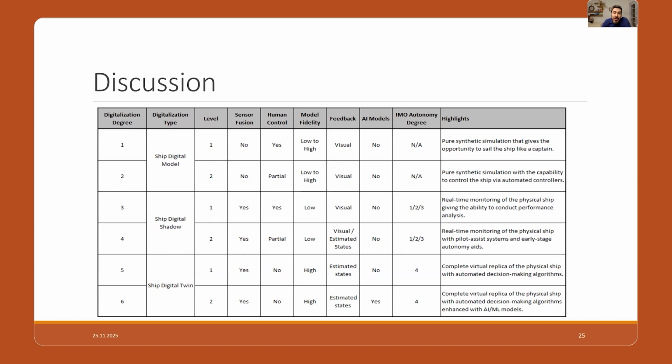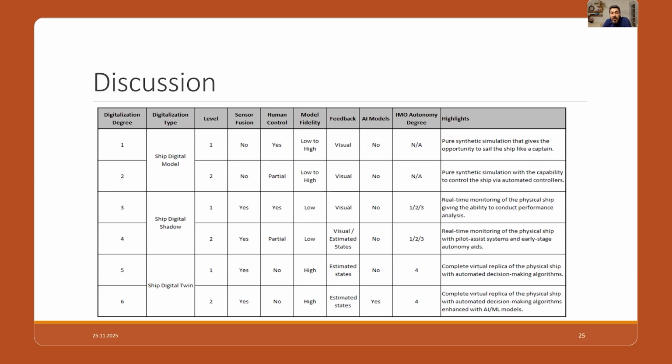The feedback is visual in ship digital model. Again, visual in the ship digital shadow, but there is some estimation in the second level of ship digital shadow. And for the ship digital twin, you provide feedback with the estimated states that come out of the sensor fusion module, which is fed by the sensors in the ship and also the high fidelity kinematic model. AI models: you do not need to have AI models in the first 5 digitalization degrees, but at the last one, you have to have them, for the ship to be able to correct itself.